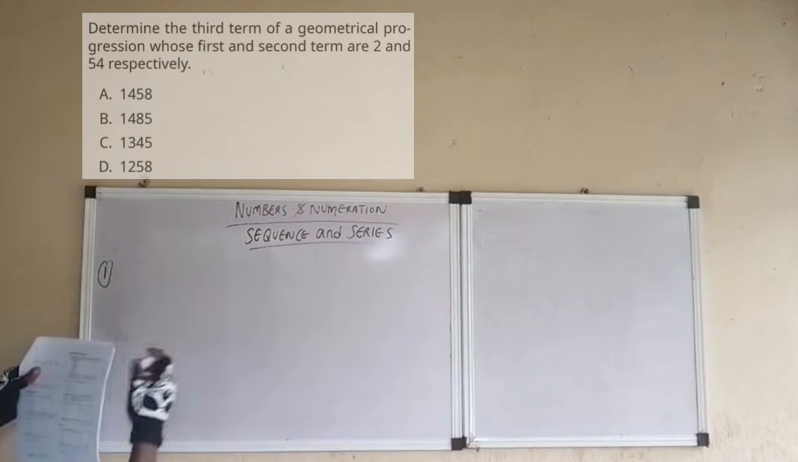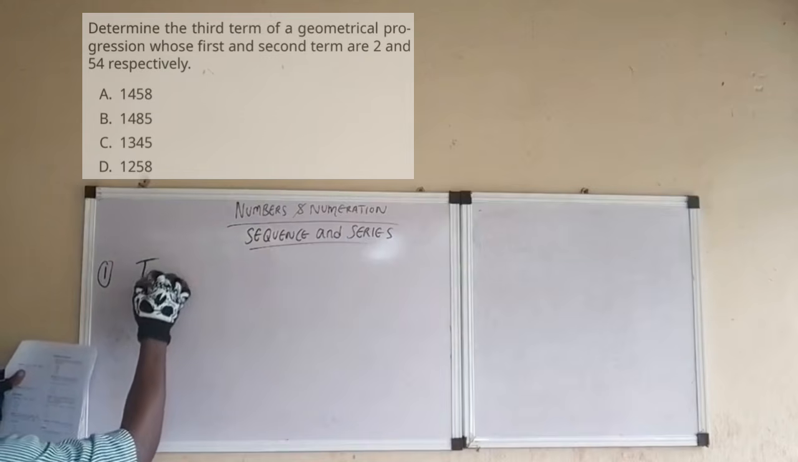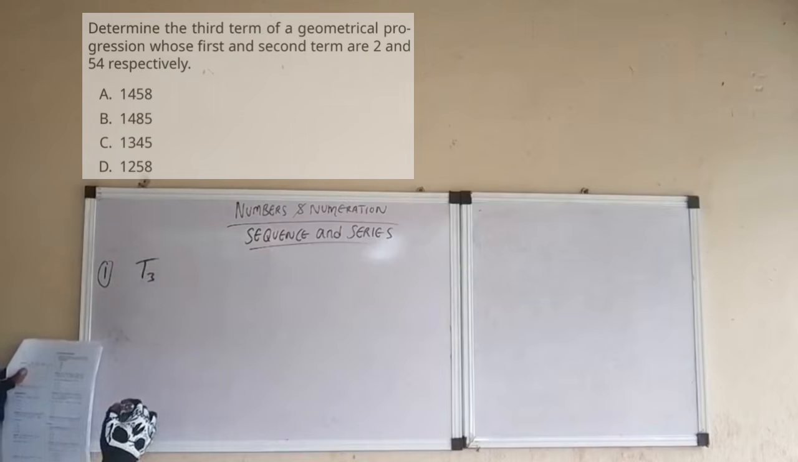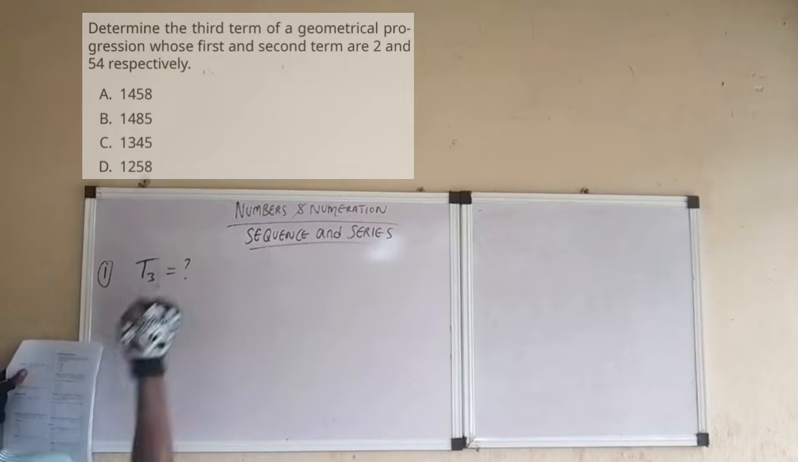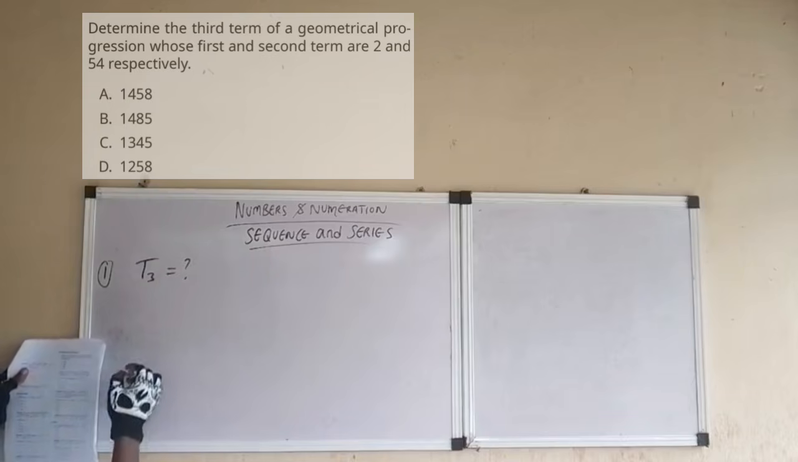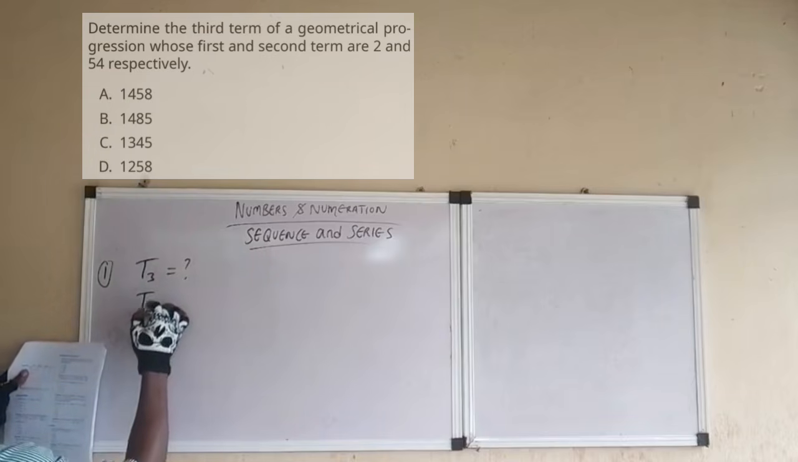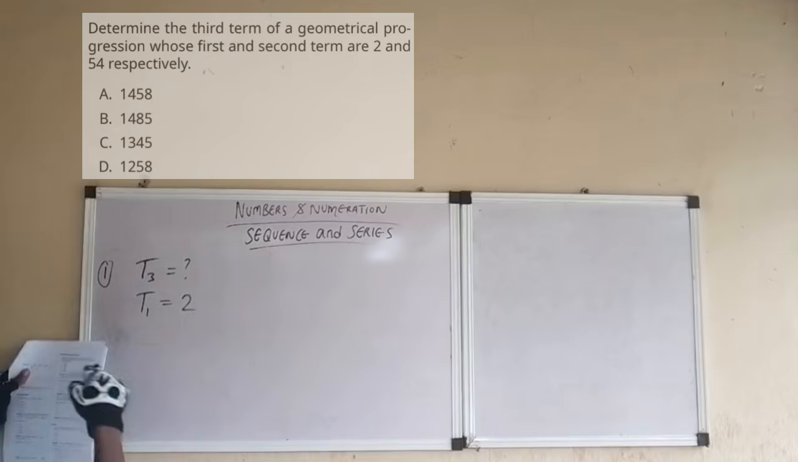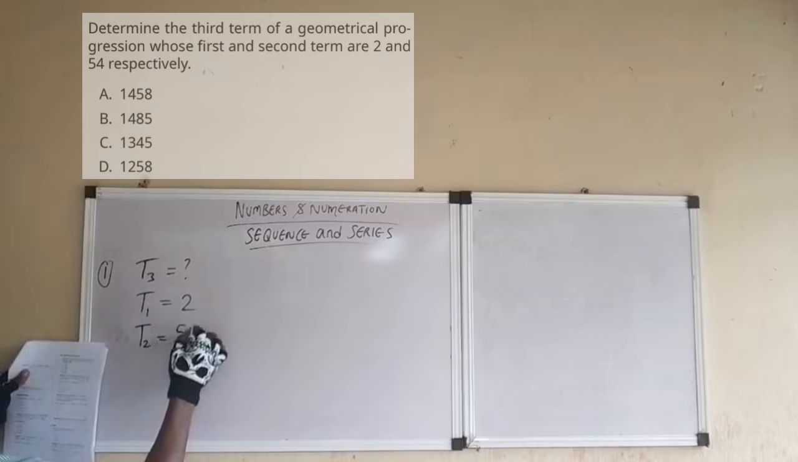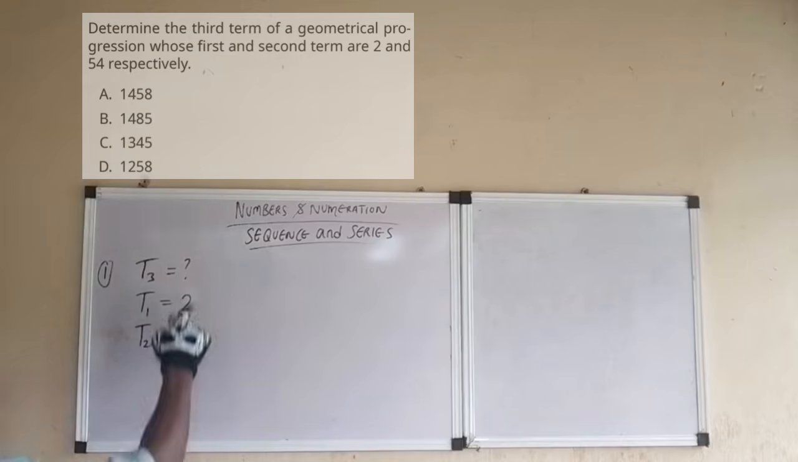We have to find the third term, that's T3, of a GP. We don't know T3, that's what we're looking for, whose first term, that's A or T1, equals 2. And the second term, T2, equals 54. So we need to find T3. Now, T1 is usually the first term, and the first term in a GP is represented as A. Do you understand? So, what do we do in this case?